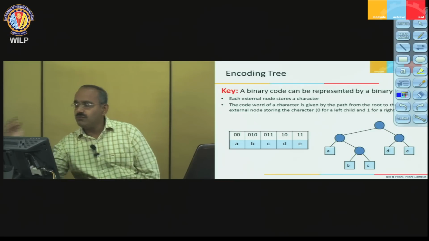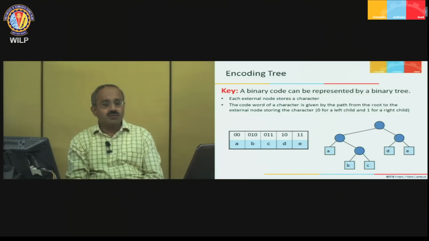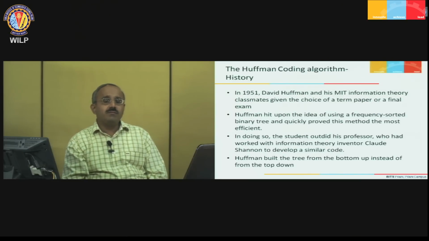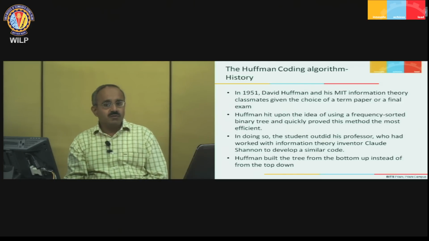With this observation, we now look at an algorithm to actually construct prefix code. So, Huffman coding algorithm is an algorithm which precisely constructs codes which are prefix codes and are of variable length.